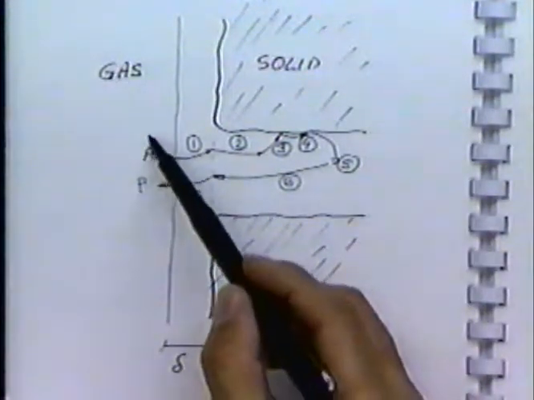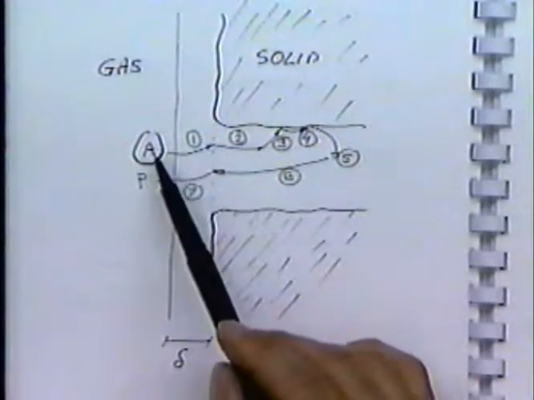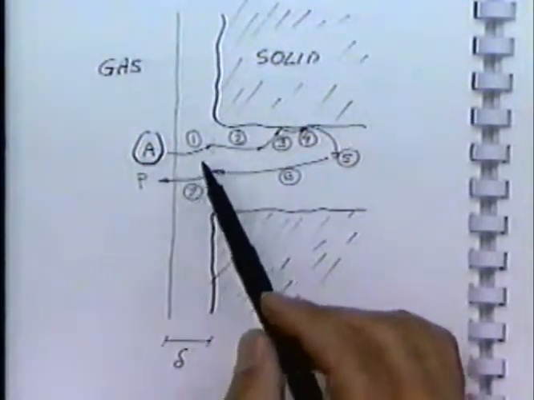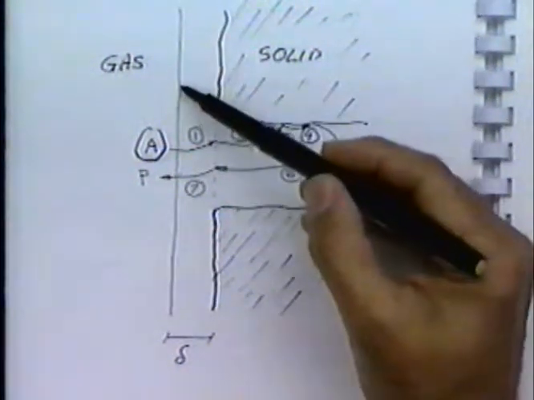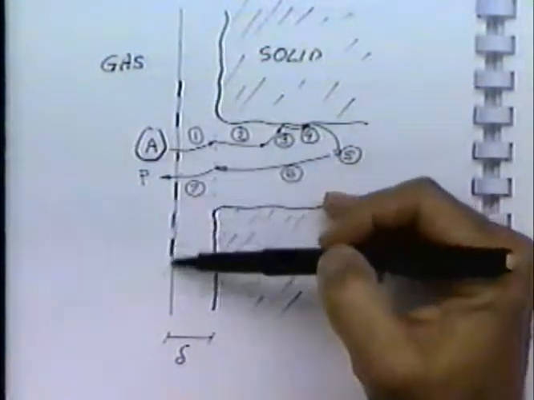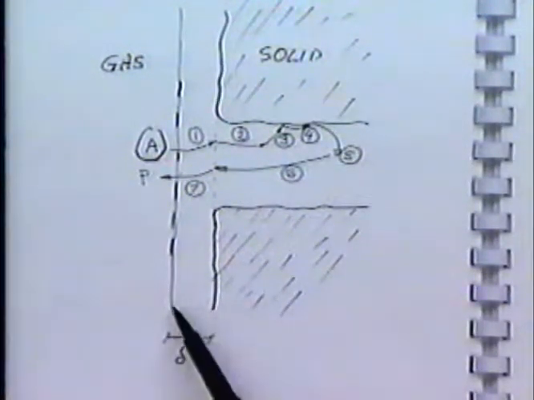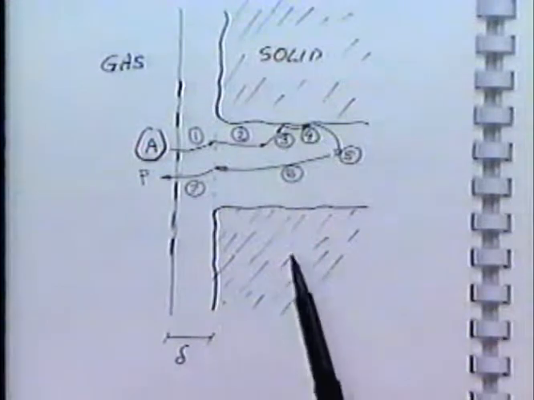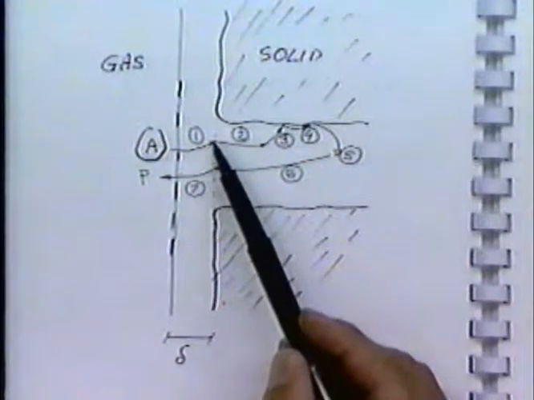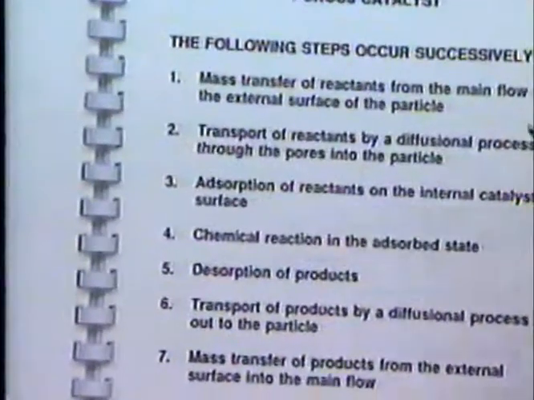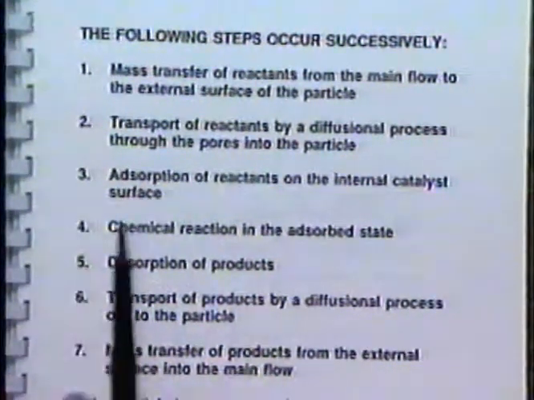Now, let's assume we have here reactant gas A. In order for the reaction to take place, the reactant species A has to reach the surface of the catalyst. We will assume that there is a resistance to mass transfer which is concentrated in a film of thickness delta, which is next to the surface of the solid. So reactant A has to overcome this resistance, get to the surface of the solid. So the first point that we have here is mass transfer of reactants from the main flow to the external surface of the particle.